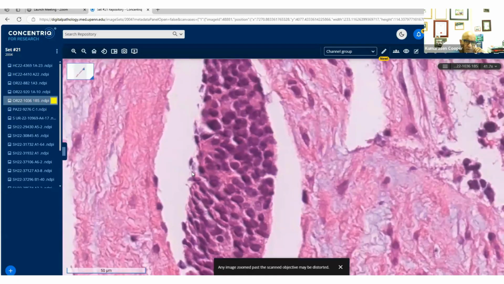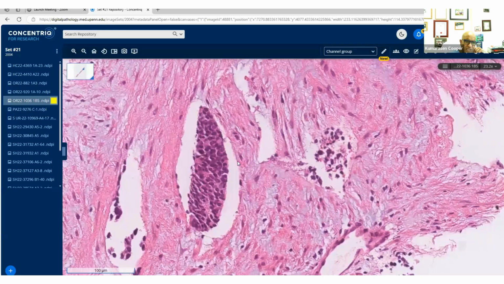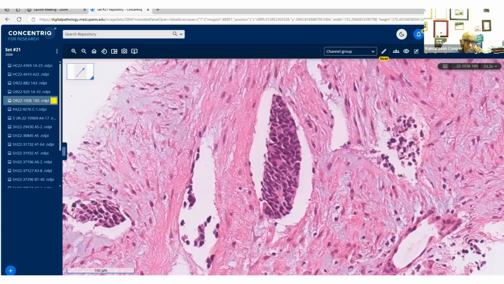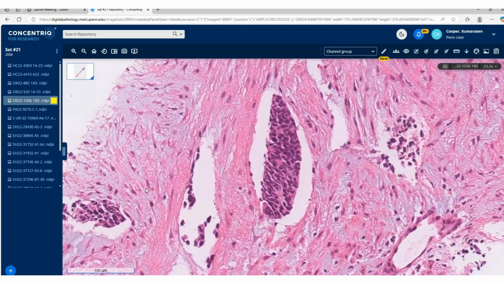And then if I get back on medium power, you can see more of these cellular areas, and then this background spindled little myxoid matrix as well. Okay, what's the thoughts on this one? I'm not giving you an answer now. You have to tell me.